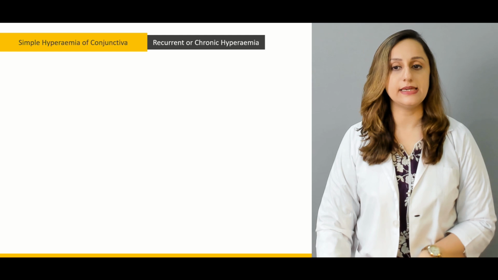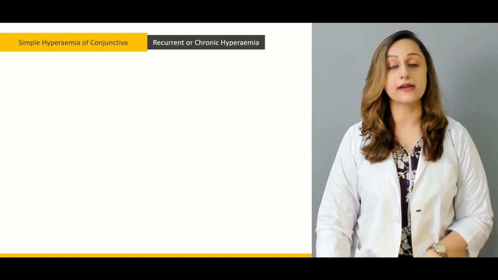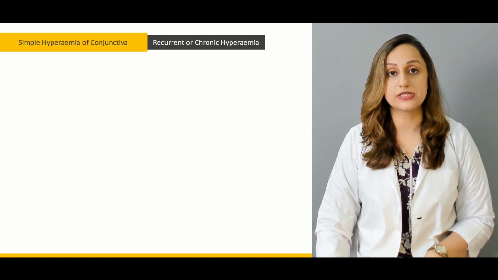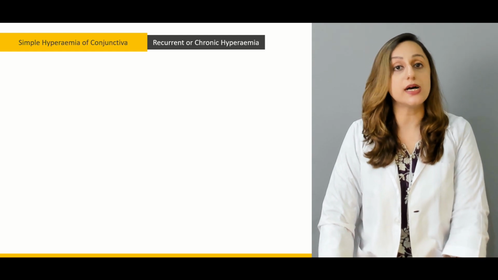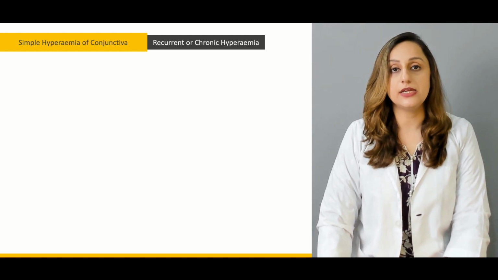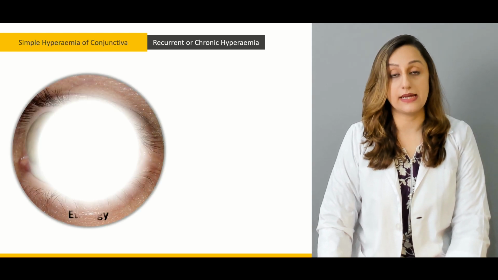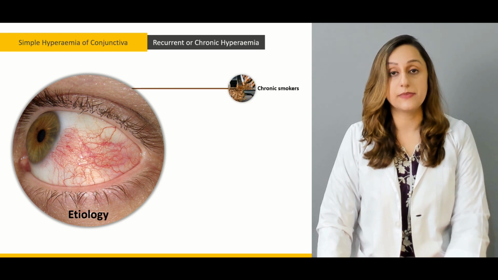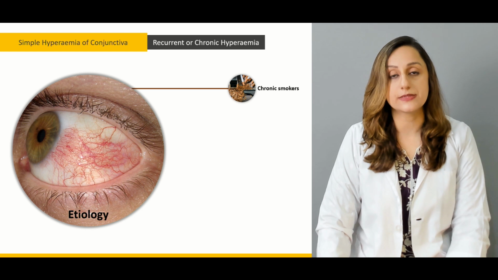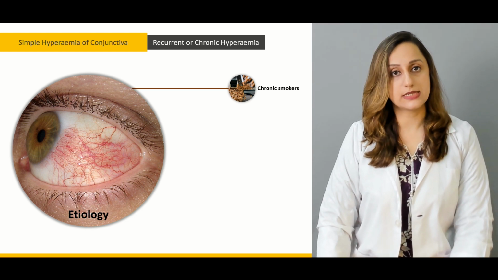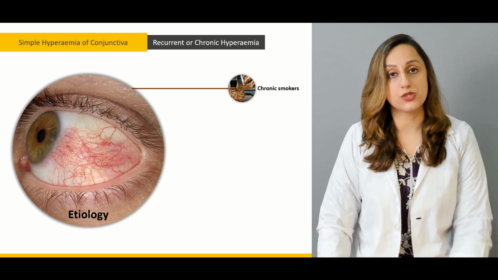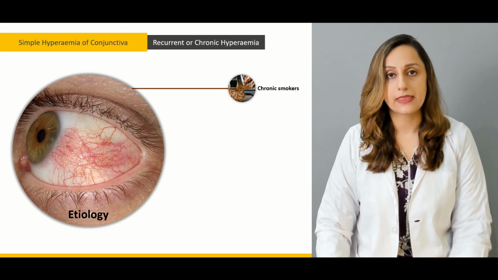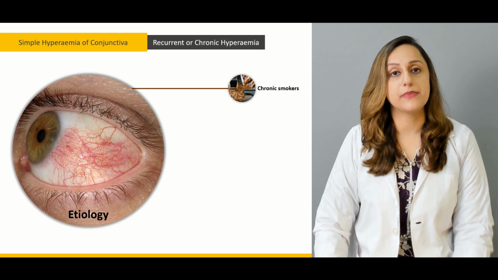Now, after considering the acute causes, we come to the recurrent and chronic causes of hyperemia. One should know what can be the causative factors towards the development of this recurrent or long-lasting condition, which is basically the chronicity of hyperemia in an individual. There are a variety of etiological factors out there. It basically includes chronic smokers. So one of the causes can be the chronic smoking habit of the individual, which can relate to chronic hyperemia of the conjunctiva.